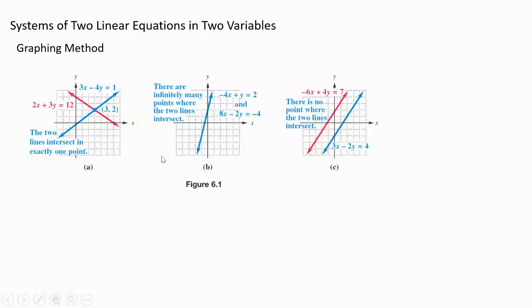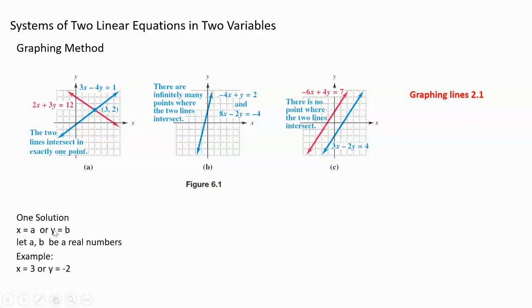Now let's do the graphing method. For the graphing method, on A, that means you're going to have one solution. For example, if you're solving for x or for y and you get a number, right? You get an answer, that means you're going to get one solution. Say you get something like x equals 3 or y equals -2. That means we're going to get a solution.